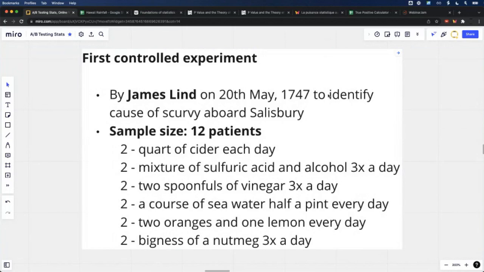Now, what is scurvy? Scurvy is a disease where gums become sore, and then the teeth fall out, and then people die from it, from the wounds.